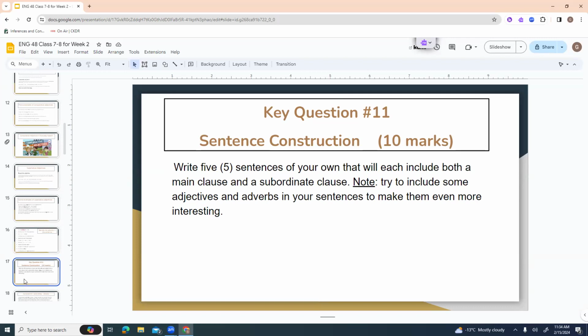Okay, here is key question number 11. It's called sentence construction. It is worth 10 marks.